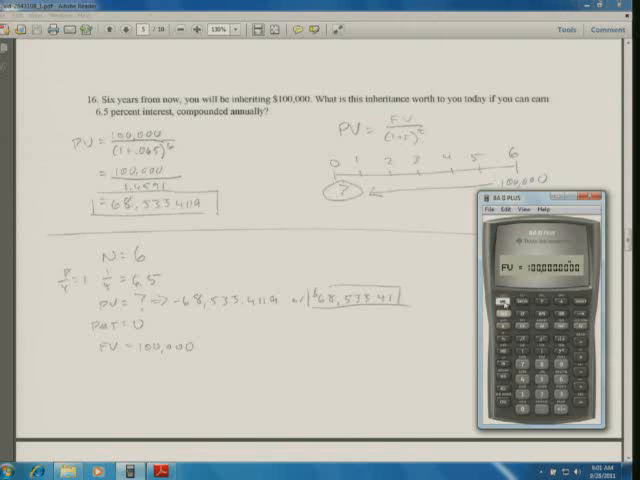And then when you compute, say compute present value, it's going to give you a negative number. If you make that future value negative, it's going to give you a positive present value. So whichever way you want to go there, it doesn't matter on these problems. Okay, what you find is $68,533.41. Okay, so we get the same thing that we did up here.